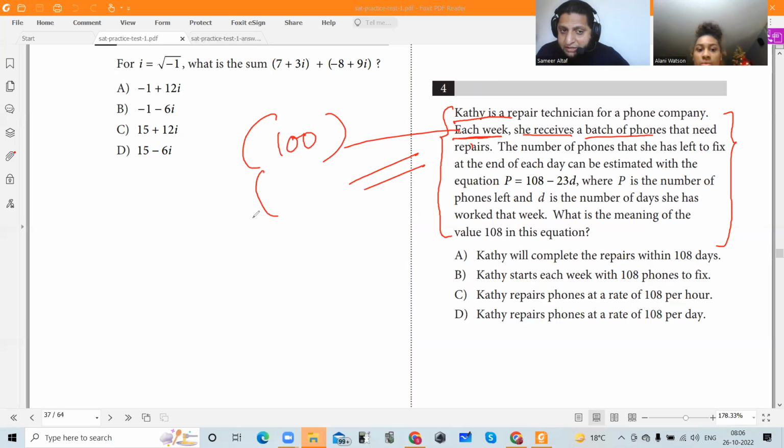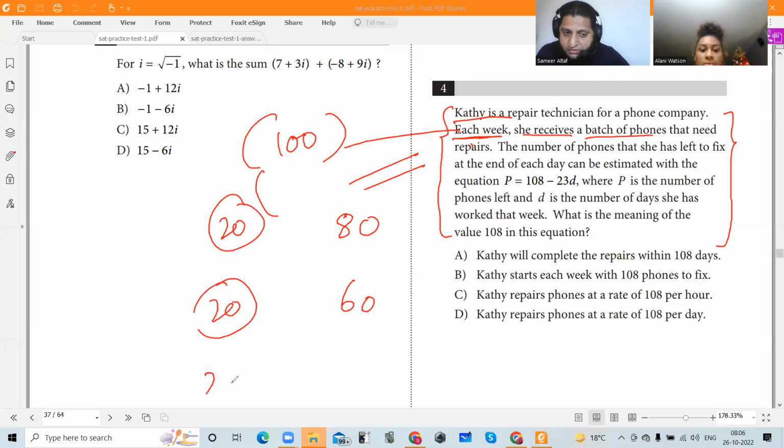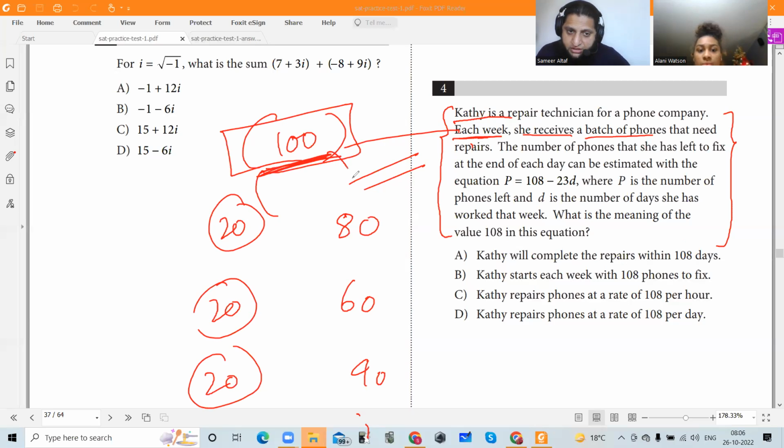So maybe she might be completing 15 or 20 phones per day, maybe 20. If she's completing 20 phones a day, then on the first day she'll be left with 80. Then she repairs 20 phones the next day and is left with 60. The third day 20, she's left with 40, and so on. So the number of phones to be repaired, if that is 100, gets decreased: 80, 60, 40, and so on every day.